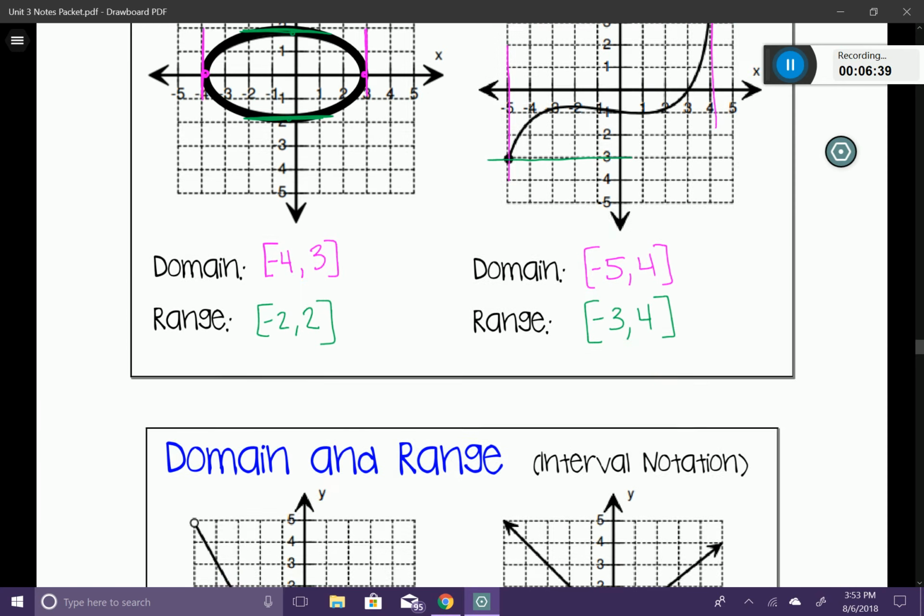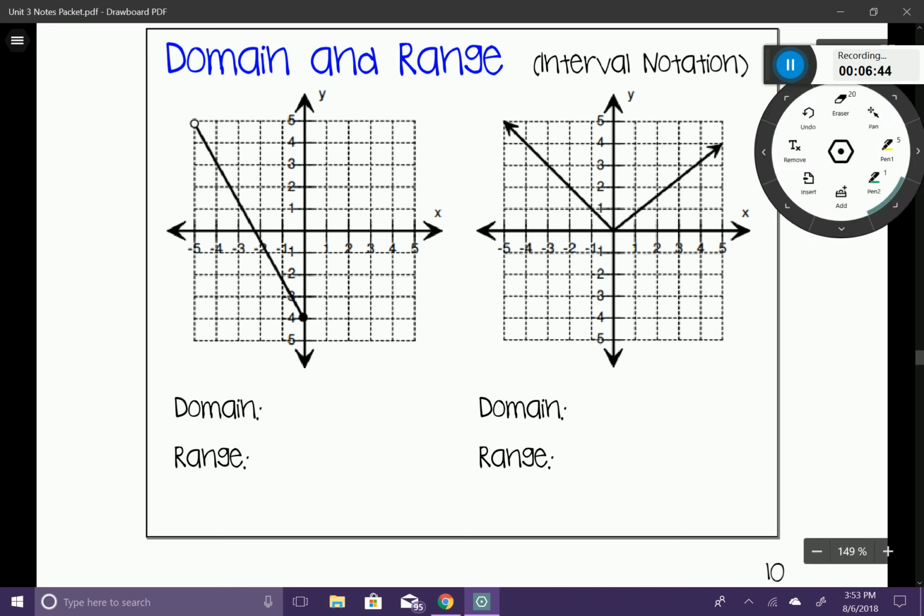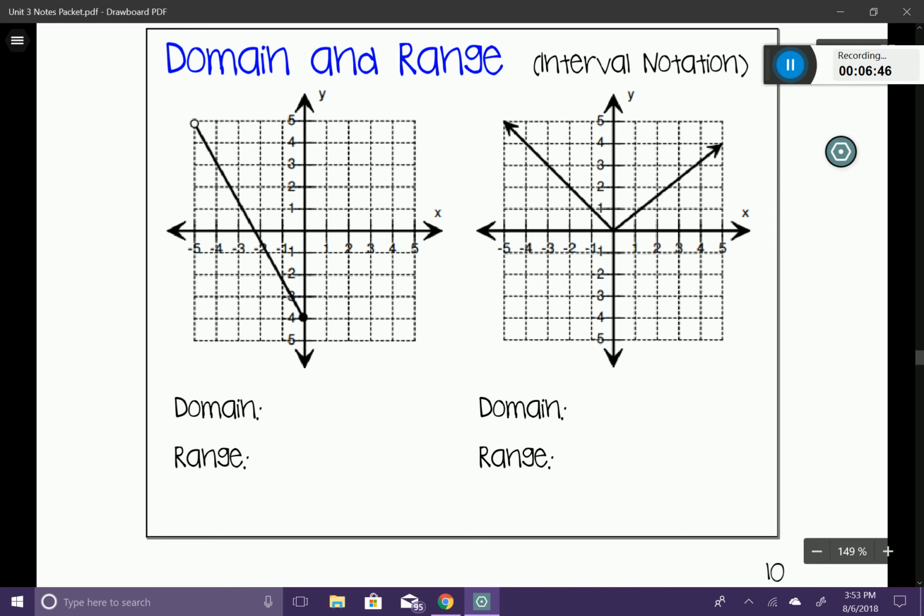All right, let's look at this next one. My domain value here. So let's look at my lowest domain. My lowest domain is -5. And notice that that point on -5 is not included. And my highest domain value is at 0. So here's how I'm going to indicate it. I know that my lowest domain value is -5, and it is not included, so I'm going to use a parenthesis. And that's going to go all the way up to my highest domain value.